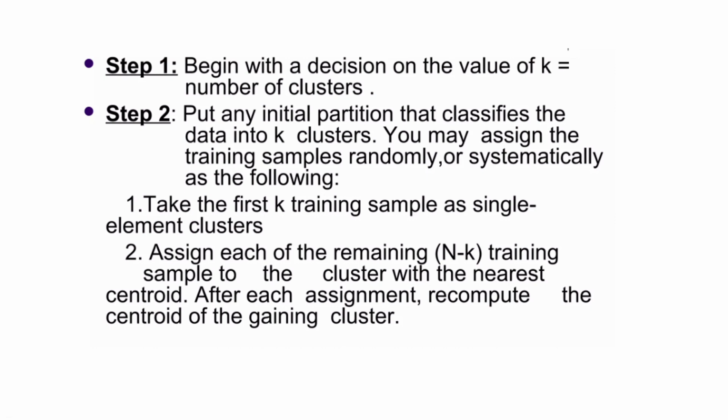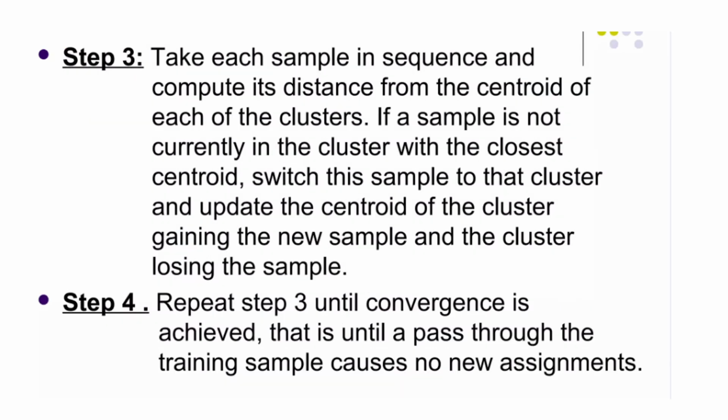Let's see the steps. Take the first k training samples as single-element clusters. Assign each of the remaining n minus k training samples to the cluster with the nearest centroid. After each assignment, recompute the centroid of the gaining cluster. Once we see the problem, you can understand the steps.